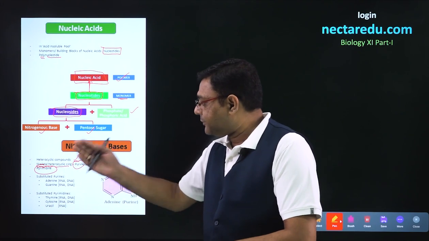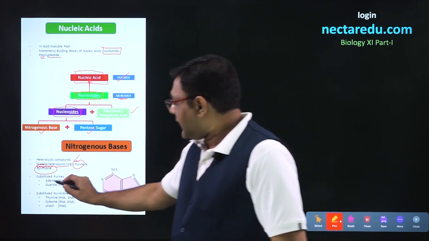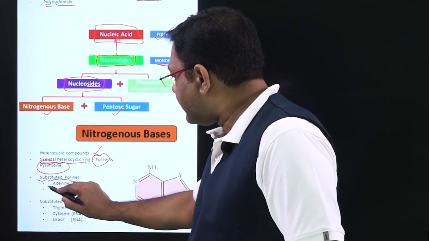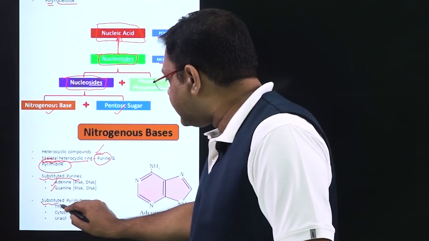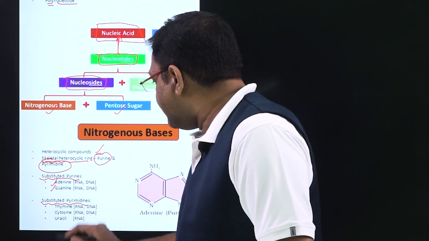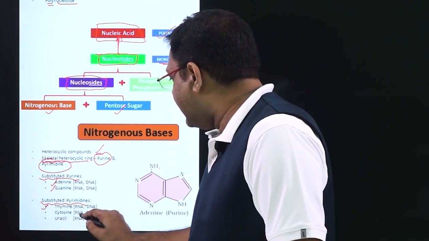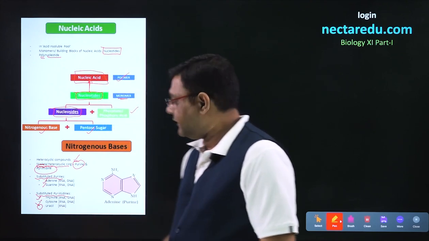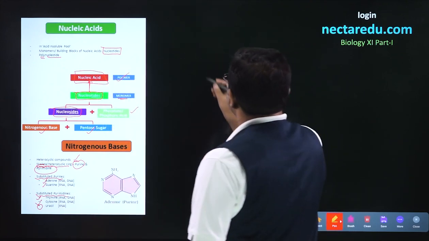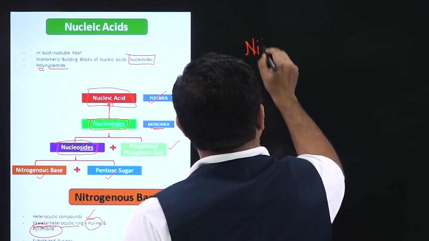Looking into the substituted purines, two types of substituted purines are present, that is adenine and guanine, and two types of substituted pyrimidines are present, that is thymine. Here we will have one more case and that we will call uracil. So, let us see these nitrogenous bases.